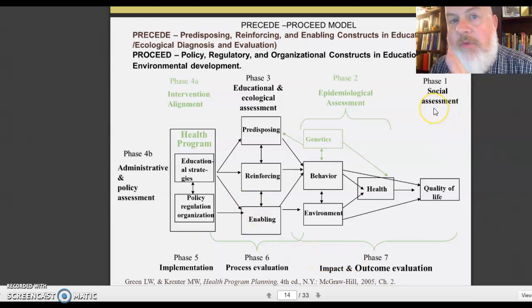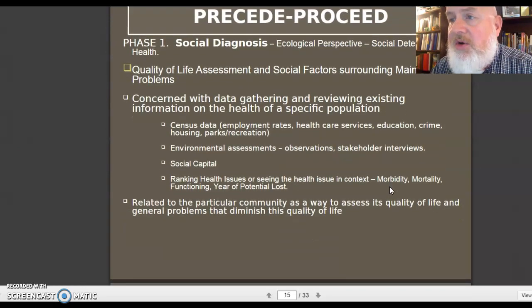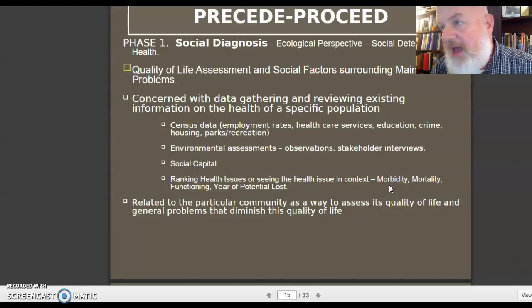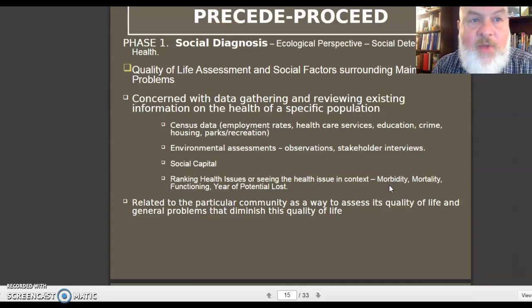This is how you would want to do something like this. So Precede and Proceed. You're going to do a social diagnosis. You're going to look at an ecological perspective, the social determinants of health. You're going to look at quality of life and social factors surrounding main health problems or challenges. A lot of this is where you're doing your homework, and this is why we want you to do a lit review. You're going to gather some data, and review existing information regarding the health of a particular population or populations.